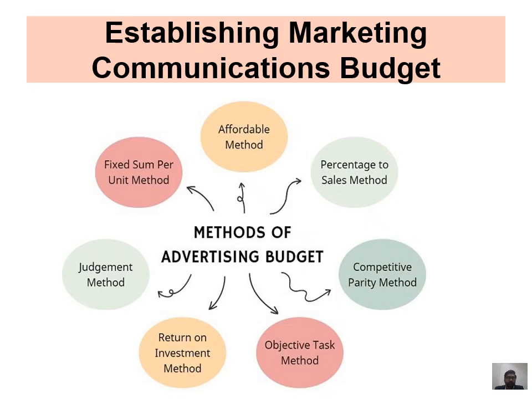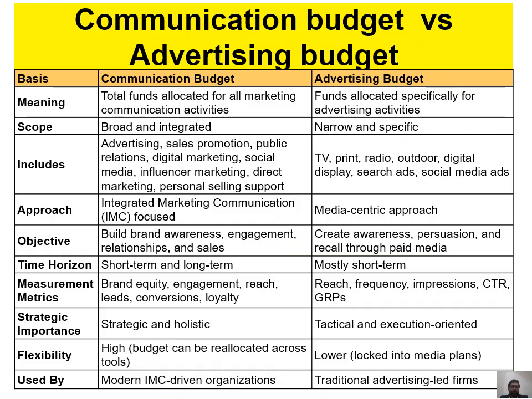Here we are talking about seven types of communication methods, or so-called advertising methods. Now on the screen you can see a comparison of communication budget versus advertising budget. Both look similar in nature but they are different. Now how are they different? The communication budget is the total funds allocated for all marketing communication activity, whereas the advertising budget is the funds allocated specifically for advertising activity only.